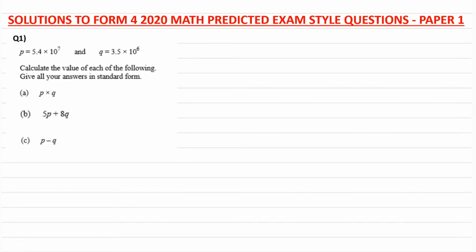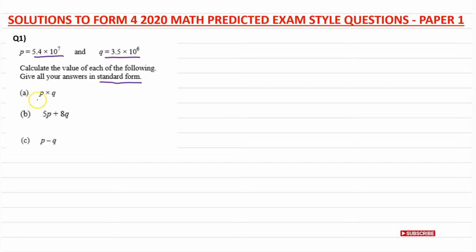This is Teacher Raya. In this session, I'm going to solve question 1 from my predicted paper for Form 4 Math 2020. So this is for paper 1. For question 1, we're told P is equal to 5.4 times 10 to the power 7 and Q is equal to 3.5 times 10 to the power 6. We're told to calculate the value of each of the following. Give all your answers in standard form.